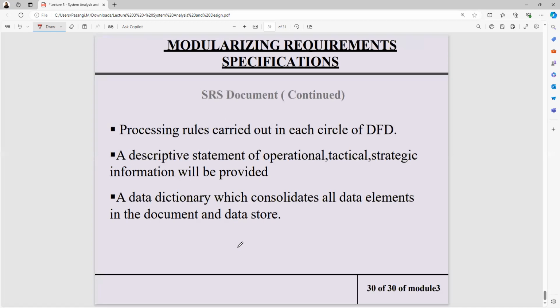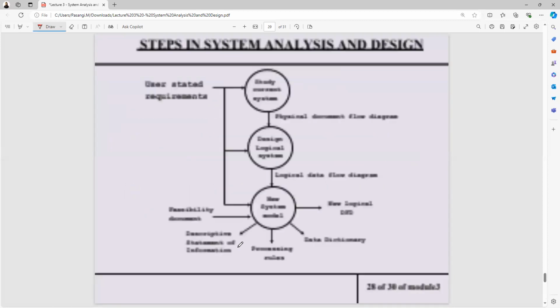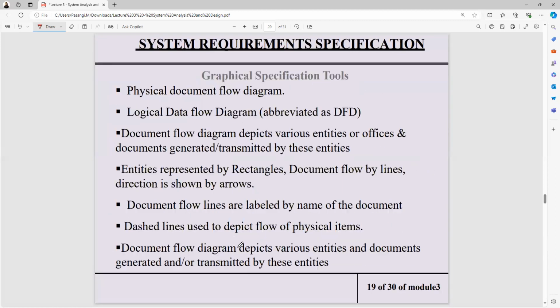What are the things the SRS document includes? We also have to include all the processing rules carried out in each circle of the document flow diagrams, and a descriptive statement of the operational, tactical, and strategic information will also be provided. Not only that, a data dictionary which consolidates all data elements in the documents and data stores as well. All of these are included in the SRS document. That's what we have to learn in the third lesson, which we call information requirements gathering.